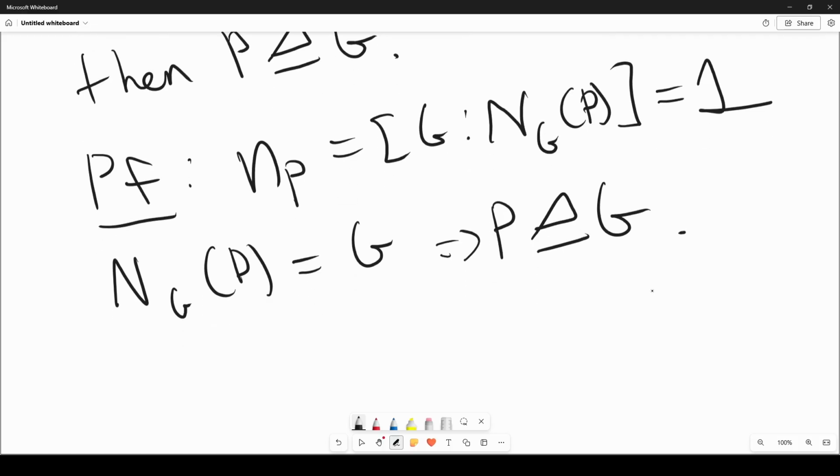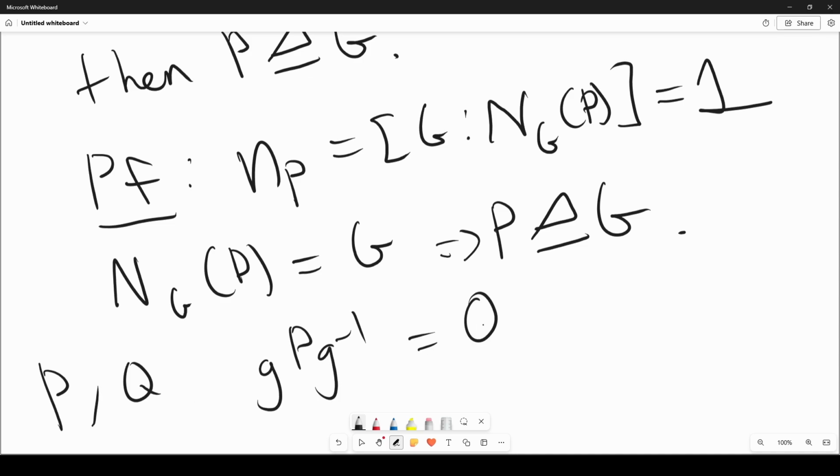And if you want to think of this in terms of the second theorem, well, the second theorem tells me if P and Q are p-Sylow subgroups, then there exists some G such that GPG inverse equals Q. But recall, if there's only one p-Sylow subgroup, since NP is 1, then Q has to also equal P. Either way, I just get that GPG inverse equals P, which then implies that P is normal in G.